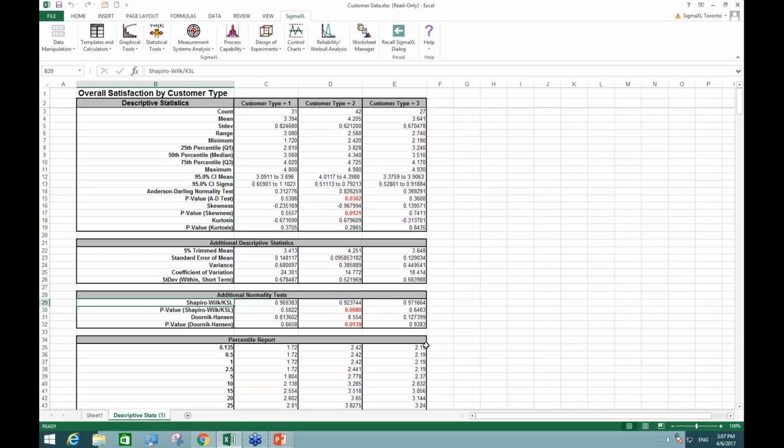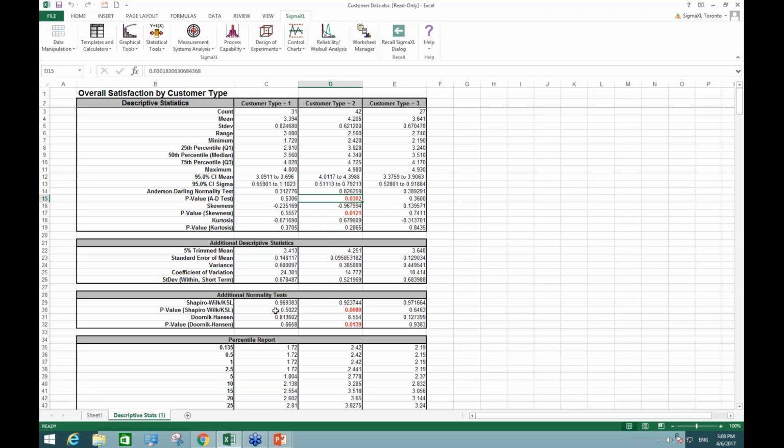If your sample size is more than 5,000, that's as far as the Shapiro-Wilk algorithm goes, and so we switch over to the Kolmogorov-Smirnov-Lilliefors. Just another alternative to the Anderson-Darling that some people prefer, so we've added that. So you have the actual statistic and then the p-value. You can see here for customer type 2 that we have non-normal data, and that agrees with the Anderson-Darling normality test for customer type 2. You can see the low p-value denotes that you reject the null hypothesis that the data are normal.